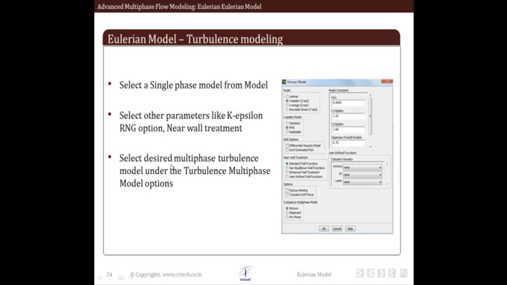Next, we select the desired multiphase model. That is, we go here into the turbulence multiphase model section. We can select mixture, dispersed or per phase. Three options are available. Once we have selected single phase, then we select the multiphase turbulence model. As you can see, we have mixture here, we have dispersed or per phase. Let us see what these individual models mean and how we select depending upon which problem we solve.